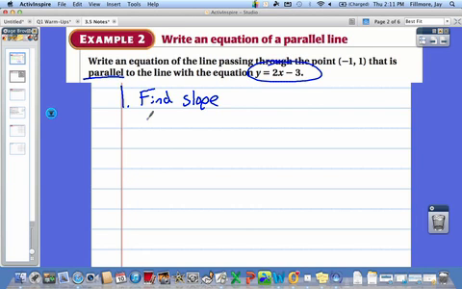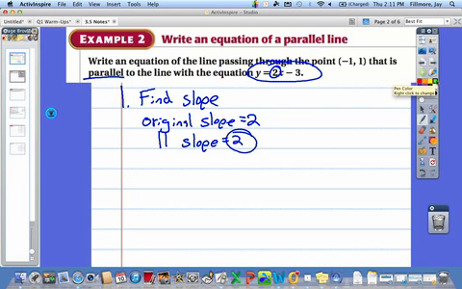So our original slope of the first line is whatever is attached to x when it's in slope-intercept form, which this is, because y is by itself. So 2 is our original slope. Since our lines are parallel, parallel lines have the same slope, so our parallel slope is going to be the same thing, 2. So we know the slope of our new line, our parallel line, is going to be 2.